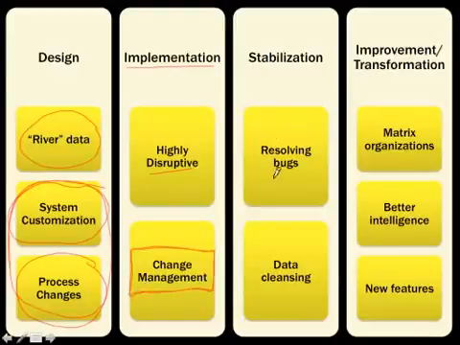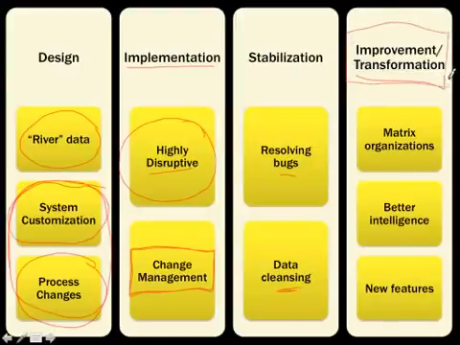Then we have stabilization. These are where we start fixing all the things we've discovered during this disruptive implementation phase. We find bugs in the software, we do cleaning on our data. And lastly, hopefully, we get to the improvement phase. And this is where people were selling you back here in the design phase, hey, we can accomplish this if we just do the software.